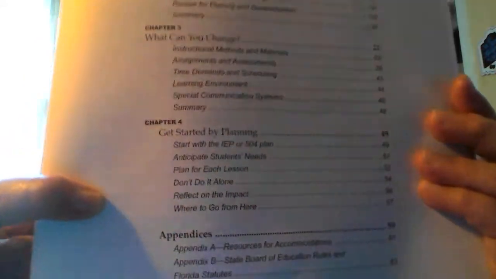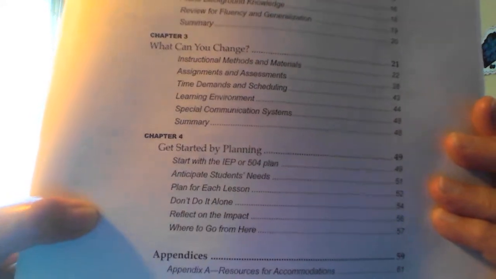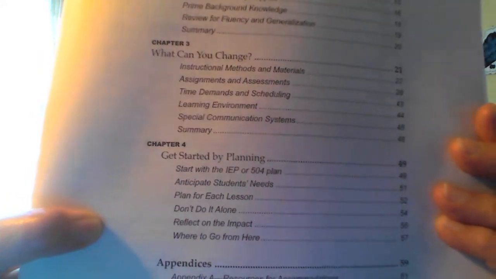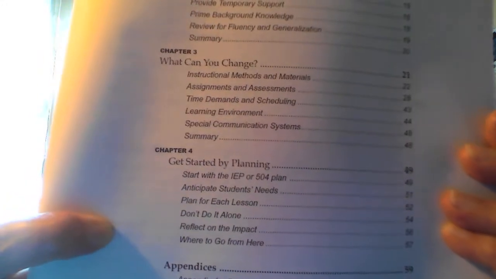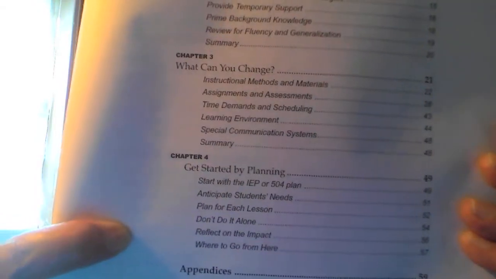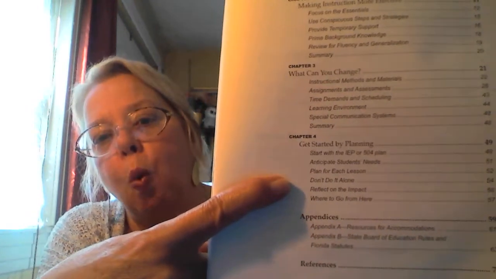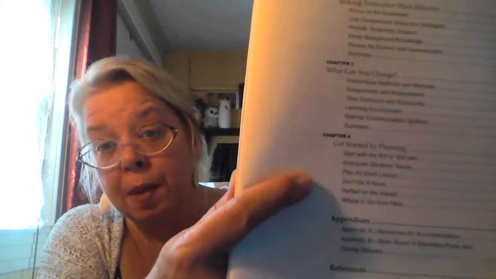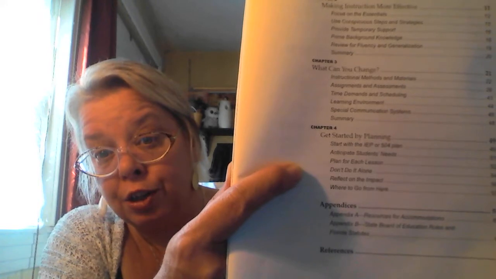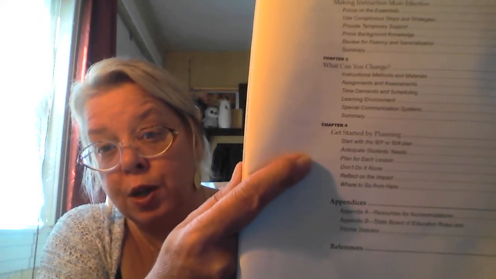Chapter 3 is what can you change: instructional methods and materials, assignments and assessments, time demands and scheduling, learning environment, and special communication systems. This chapter deals with the accommodations that we might be able to provide as gen ed teachers in the classroom when we have students with exceptionalities. And the last one is just different resources. While dated, there's still some really good material in here. So that was our table of contents.